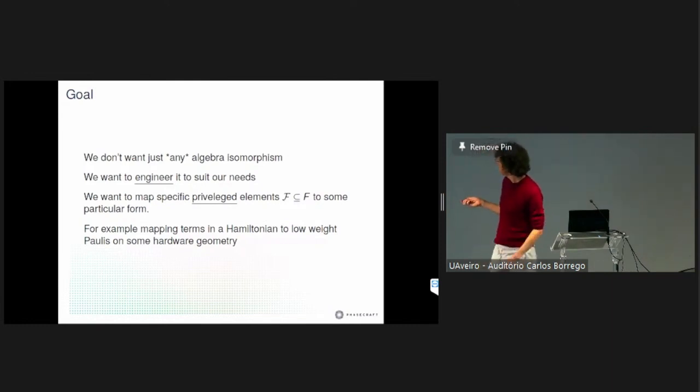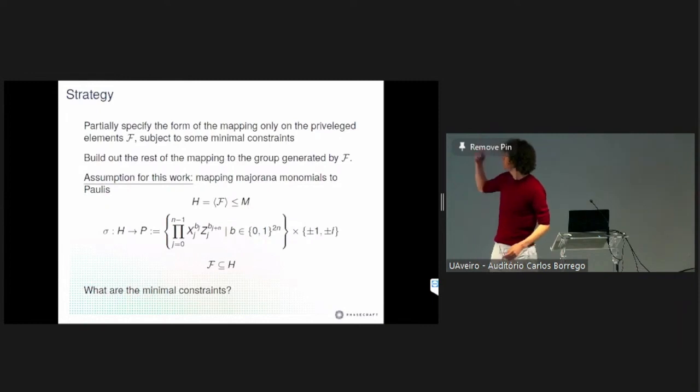So what we want to do is have some kind of privileged set of elements, script F, of your algebra, and we want to map these privileged elements to some particular form. For example, the kinds of things that I've been thinking about is mapping terms in a Hamiltonian to some low-weight Paulis on some hardware geometry. And so the strategy is that you partially specify the form of the mapping only on these privileged elements, and then you build up the rest of the mapping to the group generated by these elements.